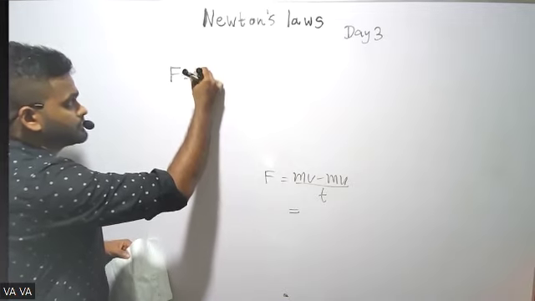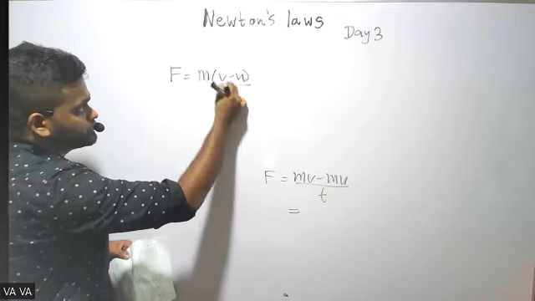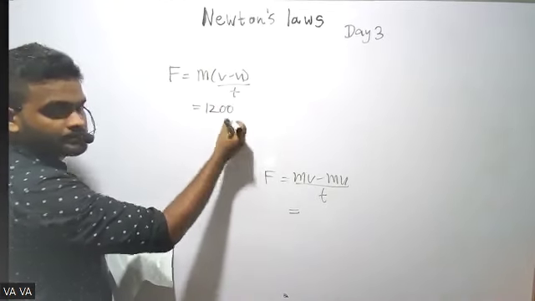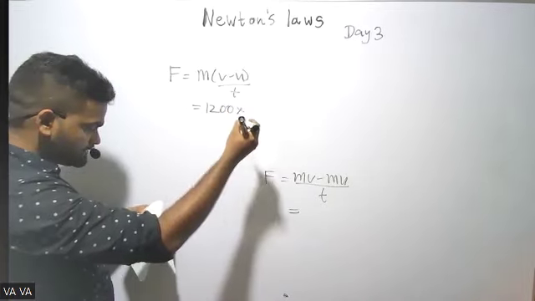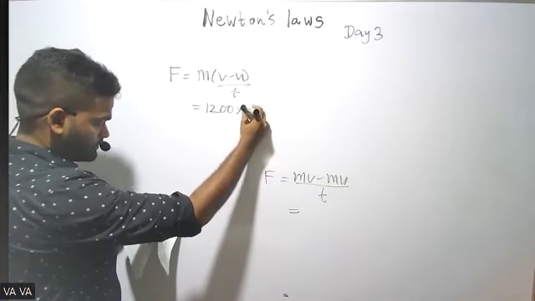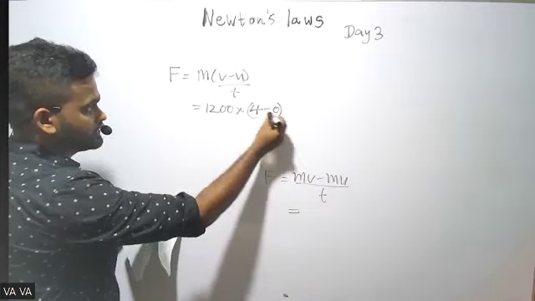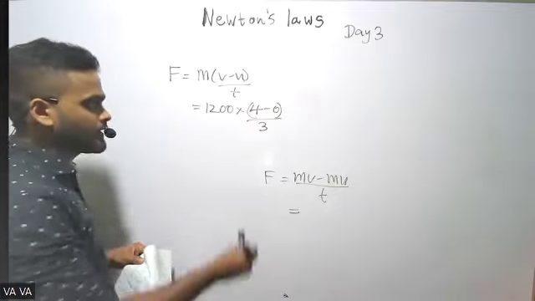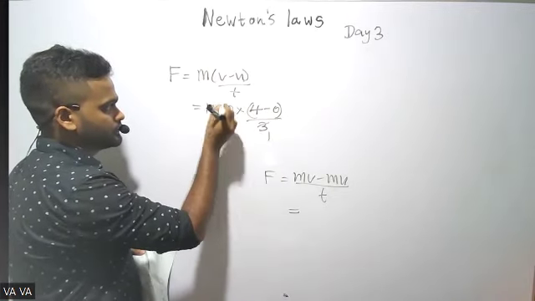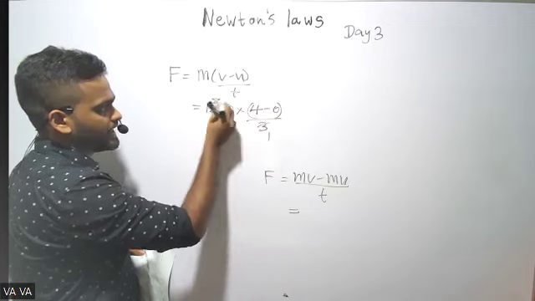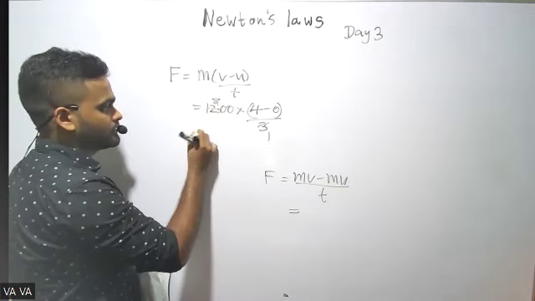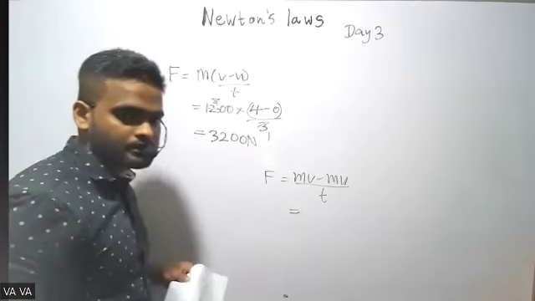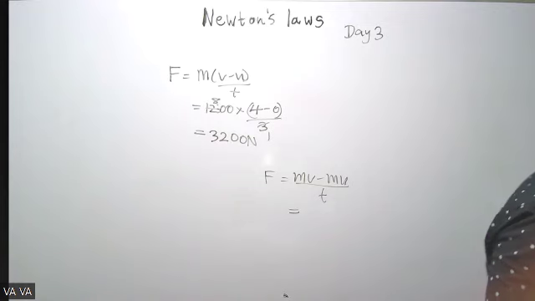So the force is m(v minus u) divided by t. The mass is 1200. The gained velocity is 4, initial velocity 0, divided by time. Time is 3 seconds. Got it? 1200 divided by 3 is 400, so 400 times 4... 3200. 3200.